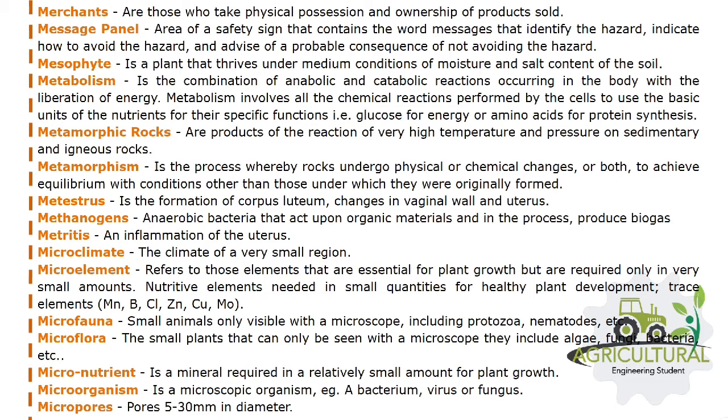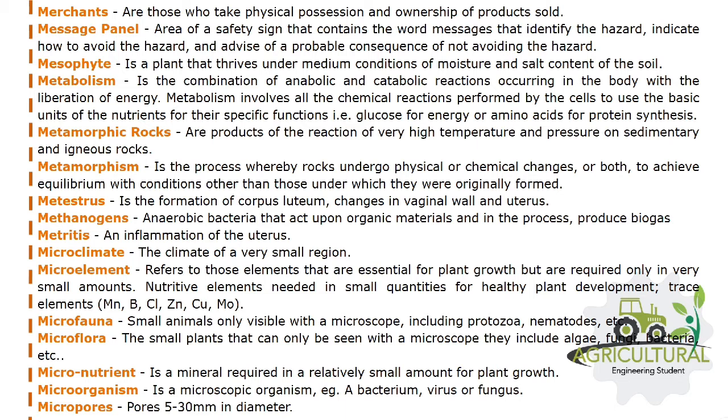Microclimate, the climate of a very small region. Microelement refers to those elements that are essential for plant growth but are required only in very small amounts. Nutritive elements needed in small quantities for healthy plant development, trace elements: manganese, boron, chlorine, zinc, copper, molybdenum. Microfauna, small animals only visible with a microscope, including protozoa, nematodes, etc. Microflora, the small plants that can only be seen with a microscope. They include algae, fungi, bacteria, etc.